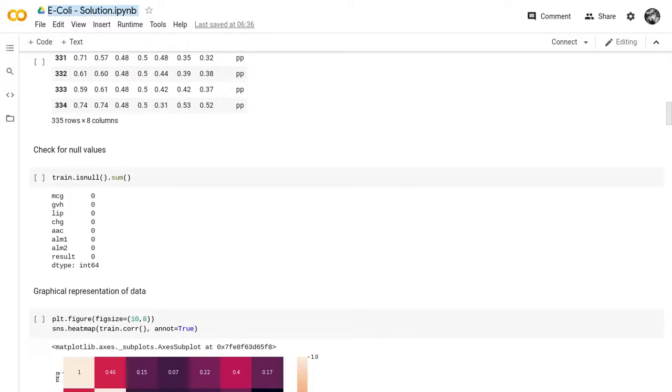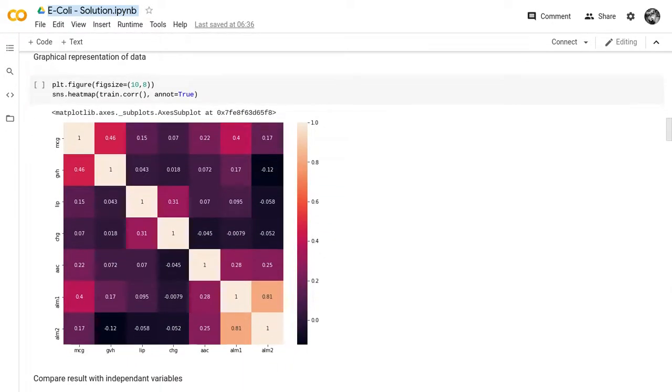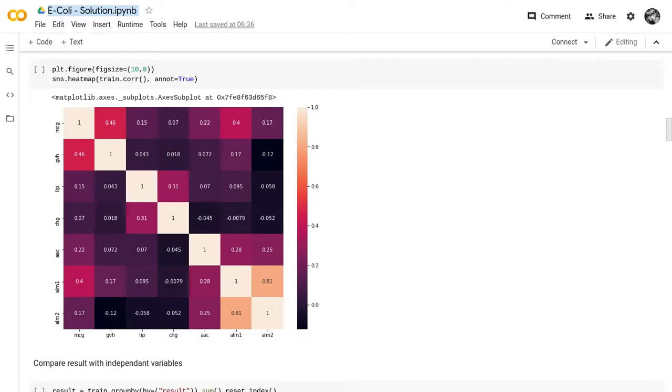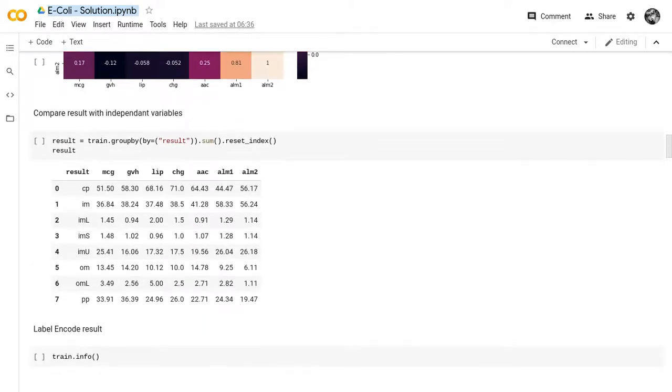So what we do is we check for null values, and in this instance, there are no null values. We do a graphical representation of the data set, and so you can see how the different examples relate to each other. And then we compare the result with independent variables. So I did a group by section there.